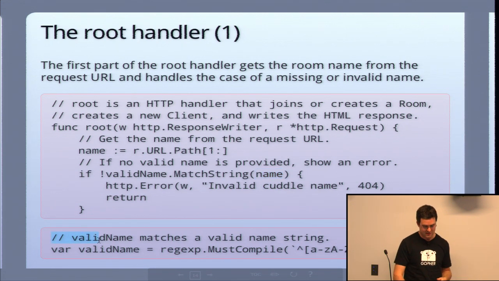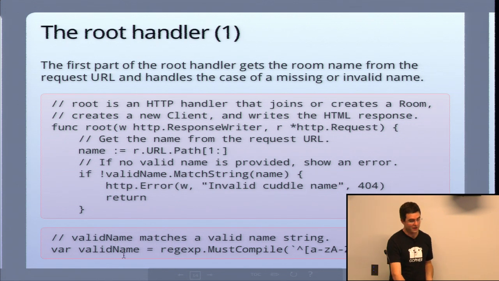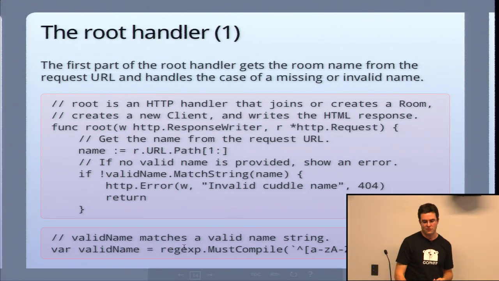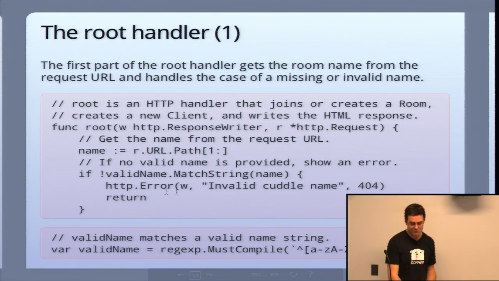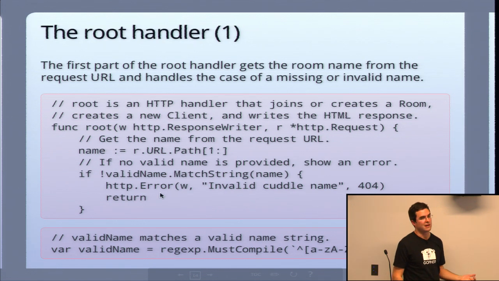And so here in this separate code block, this is the global variable validName, which I've created by calling regexp.MustCompile, and it's simply a regex that matches all alphanumeric characters as well as dashes. And so if it's not that name, or if it's an empty name, we'll get this if case, which serves an HTTP error using this error helper function. And we just say invalid cuddle name, not found.